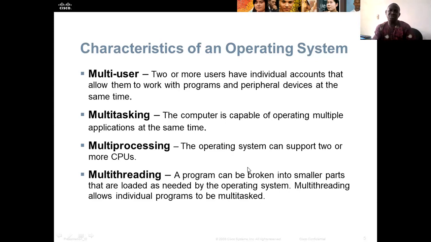But multitasking means you're able to run multiple applications. Like I'm running Zoom on this machine. I'm also running web browsers where I'm able to get these files. I'm also running Microsoft PowerPoint slides, a PowerPoint application. And I can also run Microsoft Word, and a host of other applications, depending on the capability of the hardware.